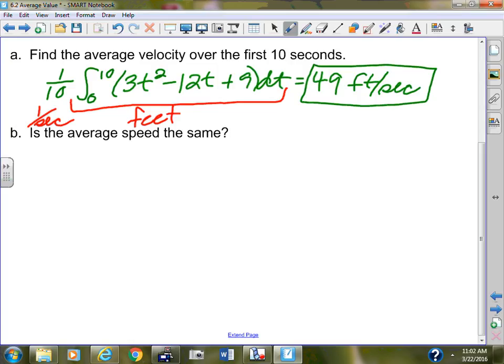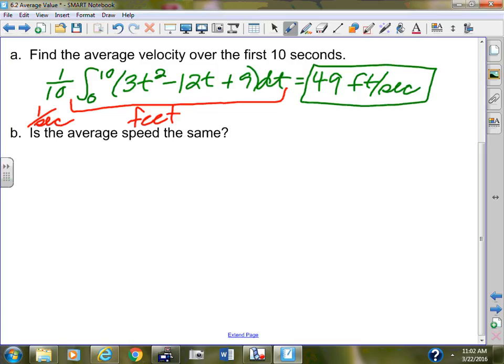All right, now for the important question. Is average speed going to be the same as average velocity? All right, Brian? Yes. Why? Because speed and velocity are the same. Speed and velocity are always the same. All right, I'm seeing some heads shaking. Charlie, what's wrong? Velocity can be negative, but speed's always going to be positive. All right, velocity can be negative, but speed is always going to be positive.